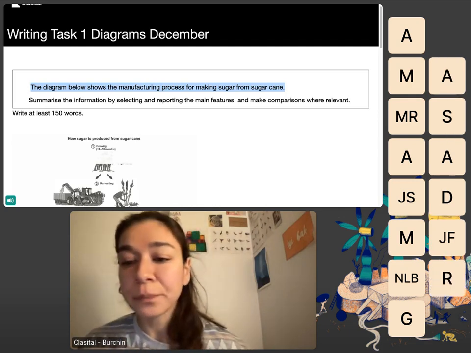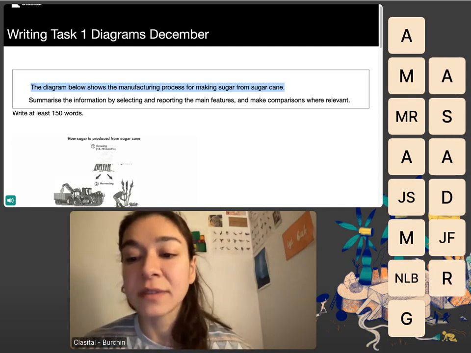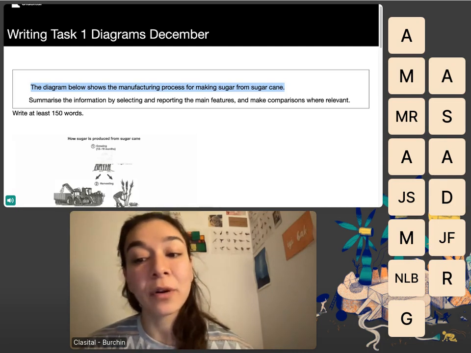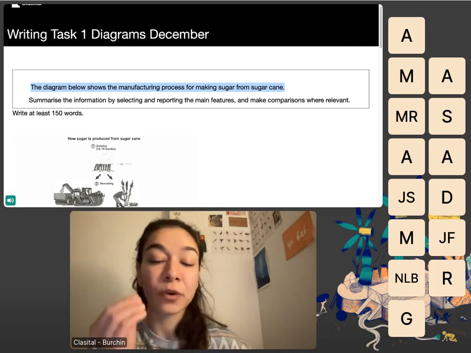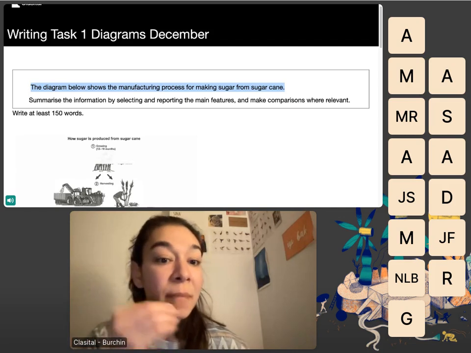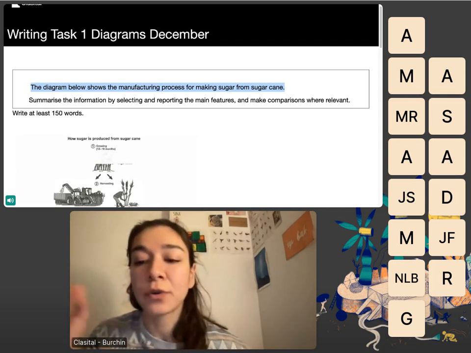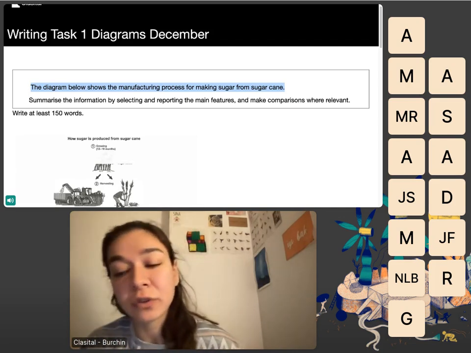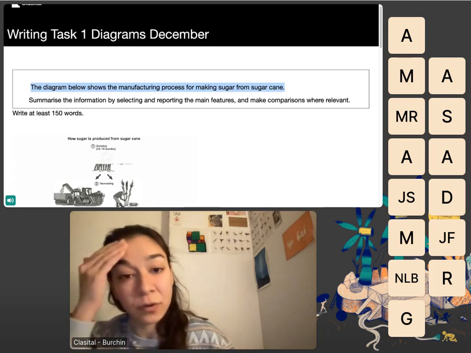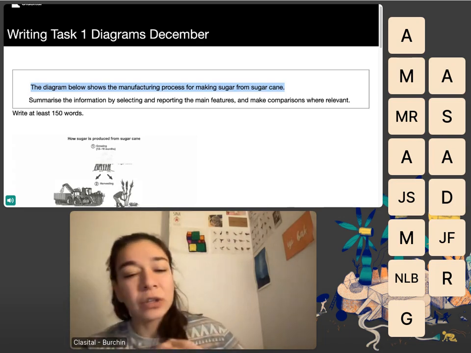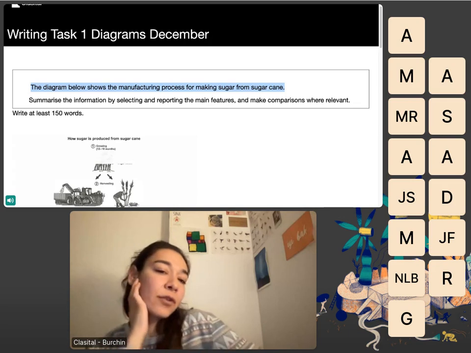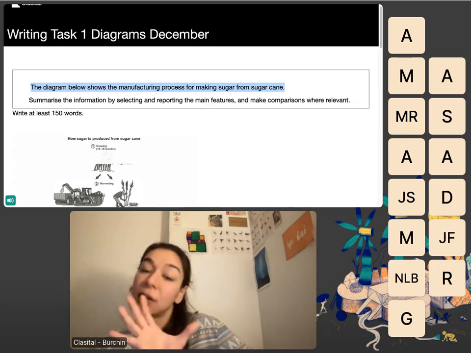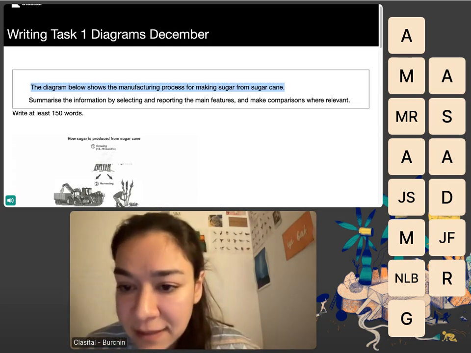Mahesh, I'm saying it for you. The diagram shows the production process of sugar from its crops. Do not change the keywords. Sugarcane, use them. The sketch.